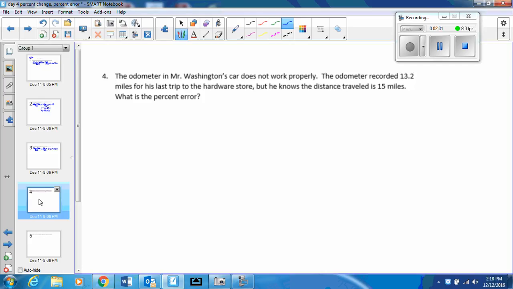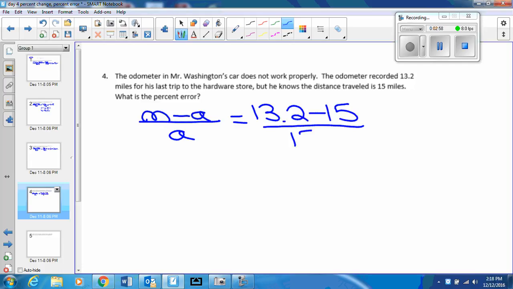Number 4, the odometer in Mr. Washington's car does not work properly. The odometer recorded 13 2/10 miles for his last trip to the hardware store, but he knows the actual distance traveled is 15 miles. What is the percent error? So measured minus actual divided by actual. So he measured it to be 13 2/10. We're going to subtract the actual 15 and take that difference and divide it by the actual amount, 15.